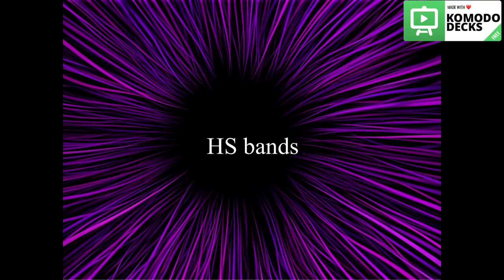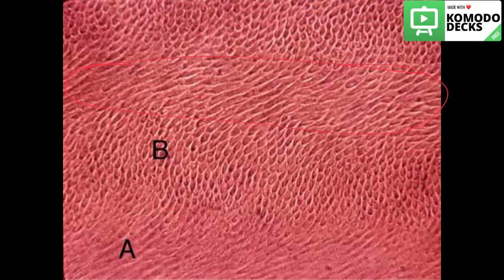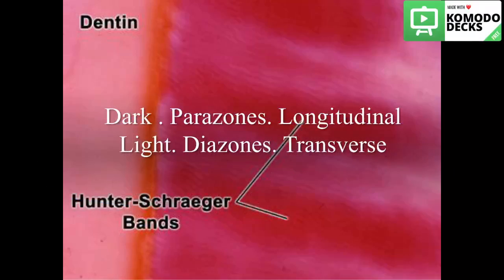Also in the lecture, we explained that each 10 to 13 layers of rods take a different direction than the rods above and below it, which gives us an optical phenomenon called Hunter-Schreger lines. This group of prisms can be cut either longitudinally, as we can see here, or in cross section, as we can see here.